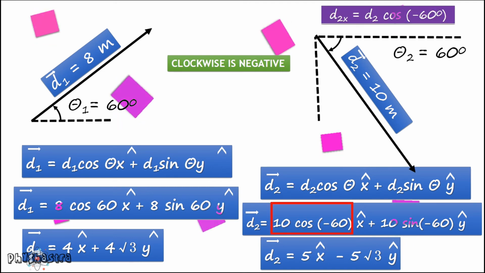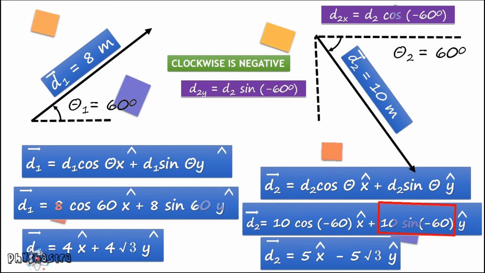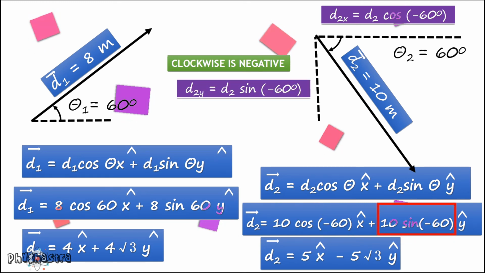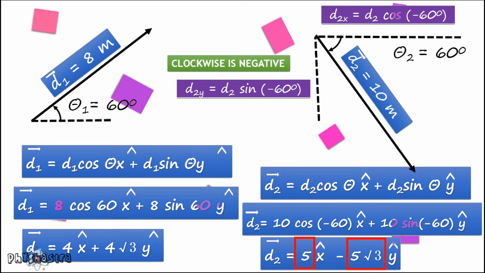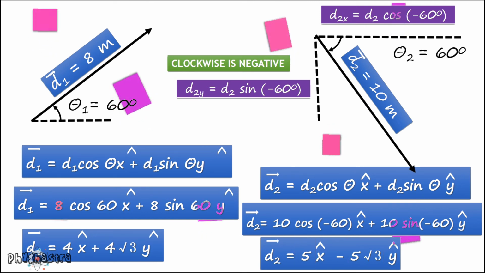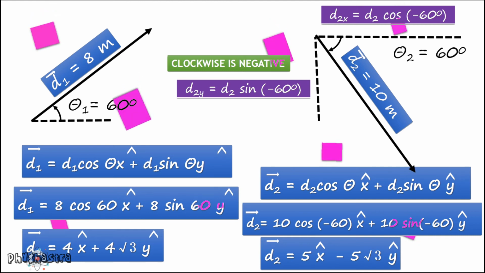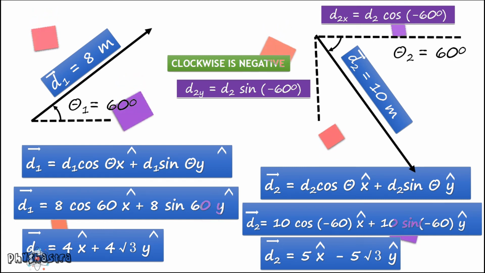Therefore, we have the angle, and we just find the components of d2: d2 cos of negative 60 degrees in x plus d2 sine of negative 60 degrees in y. Sine of negative theta is negative of sine theta and cos of negative theta will remain unchanged. Calculating, vector d2 equals 5 in the x direction plus 5 square root of 3 in the y direction.